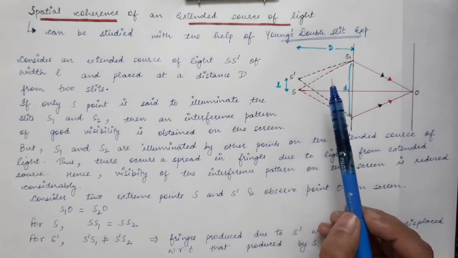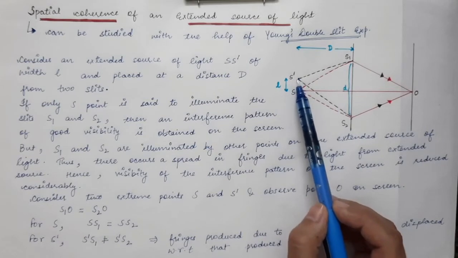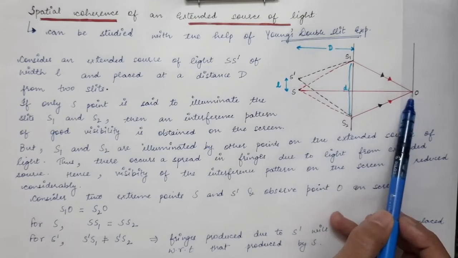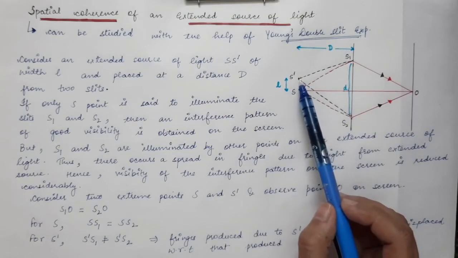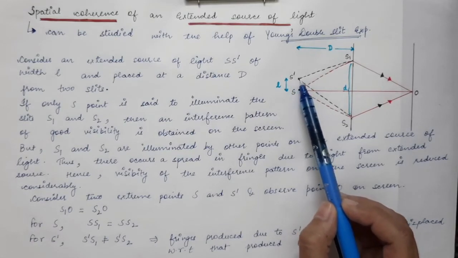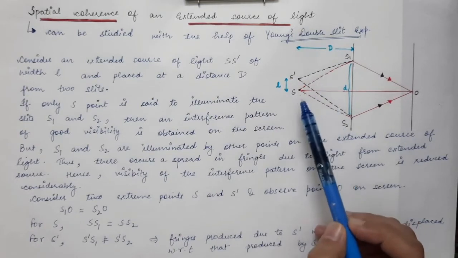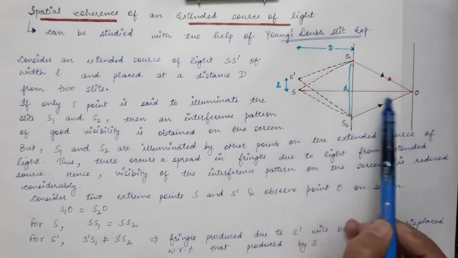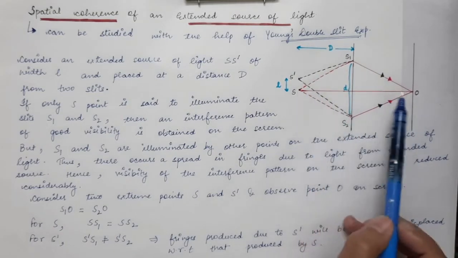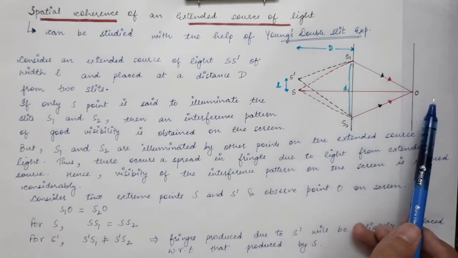Now we are going to consider this S prime source. Light from this source will also reach point O on the screen, and you can see that the two light rays coming from the S prime point source do not have a path difference equal to 0. The point source S is exactly opposite to the O point which we are observing on the screen, so they are completely opposite, therefore the path traveled by the two rays was exactly equal.